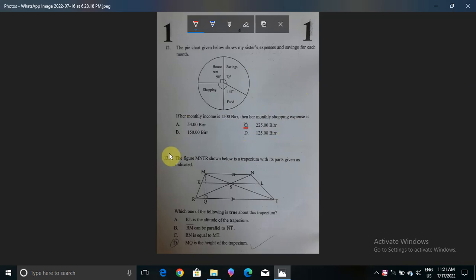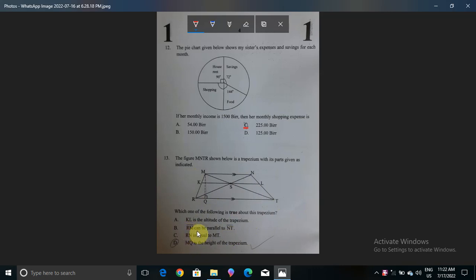Now question number 13. The figure MNTR shown below is a trapezium with its parts given as indicated here. Which one of the following is true about this trapezium? KL is the altitude of the trapezium. KL, no, it's not the altitude.